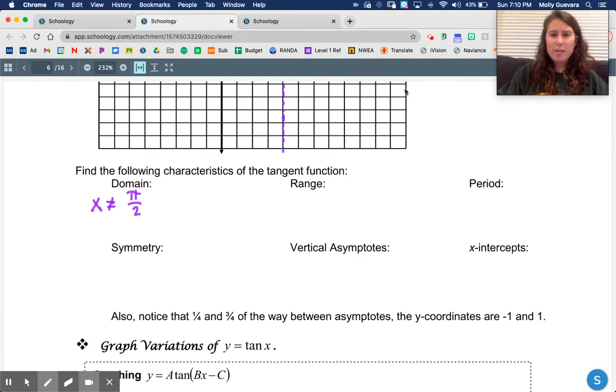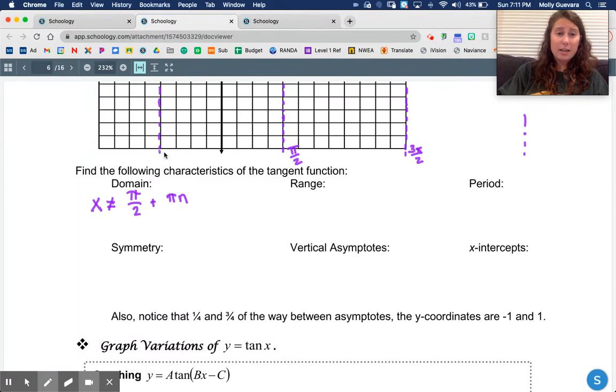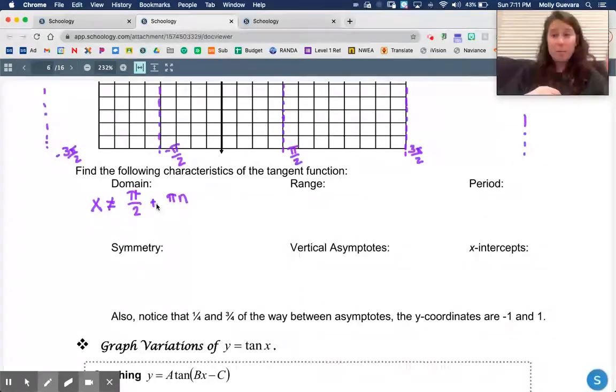right? But then if I add another pi, this was pi over 2. If I add another pi, I have 3 pi over 2, and that was where I couldn't have another one as well. And if I add pi again, I get the next one, and so on and so forth. So we say pi n, where n can also be negative numbers, right? If I subtract pi, I get here at negative pi over 2. And if I subtract pi again, I get out here at negative 3 pi over 2, and so on. So I start at pi over 2, and either I add pi every time or I subtract pi every time. And those are all the values that x cannot be, because that is where the asymptotes are.